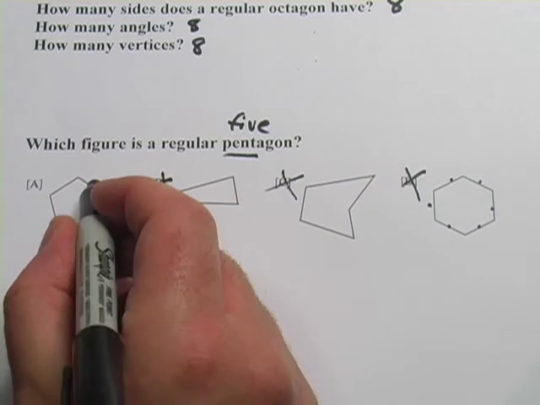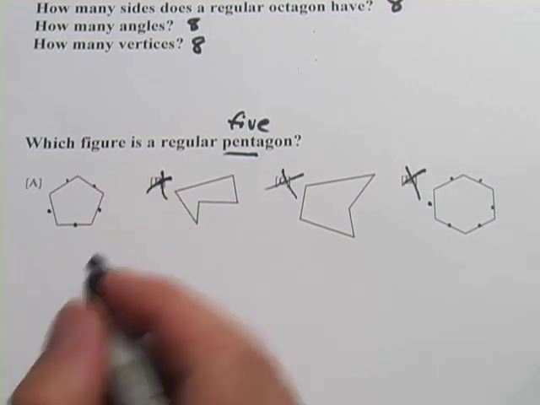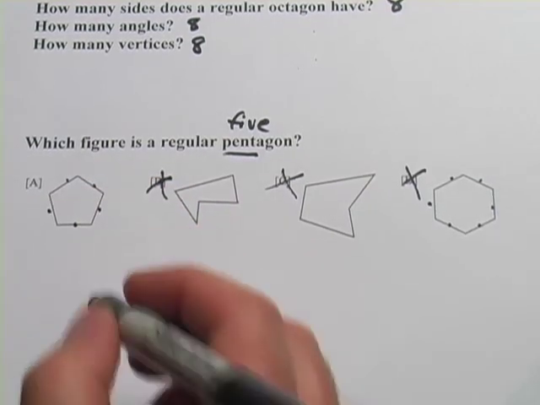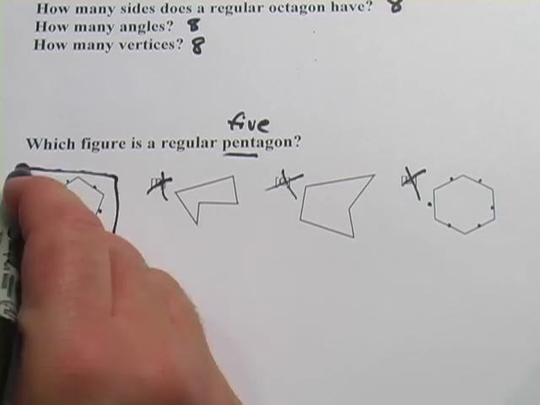We've got 1, 2, 3, 4, 5. They all look the same size. So it looks like A is our regular pentagon.